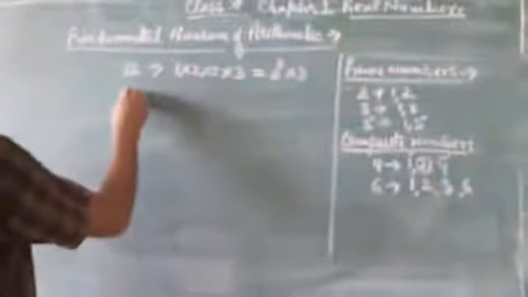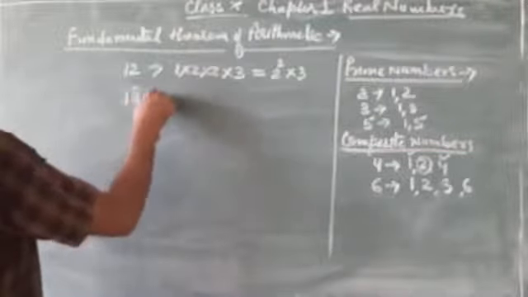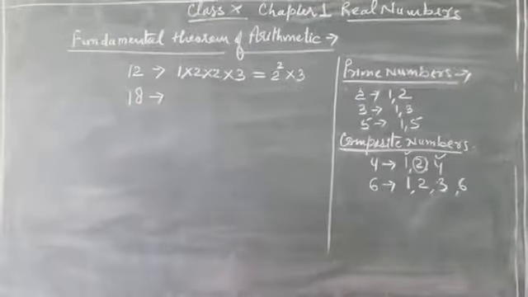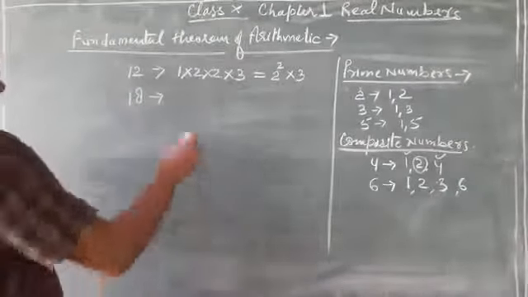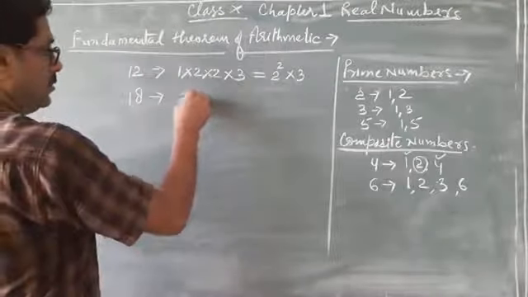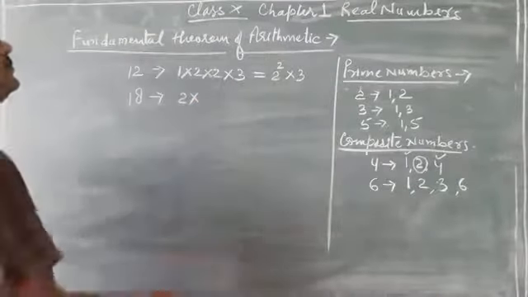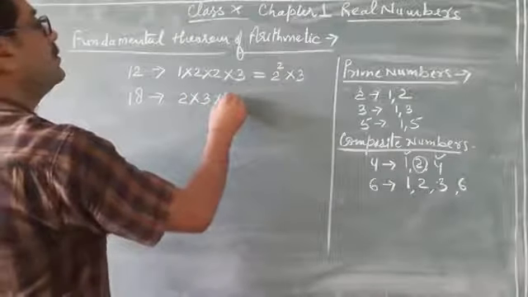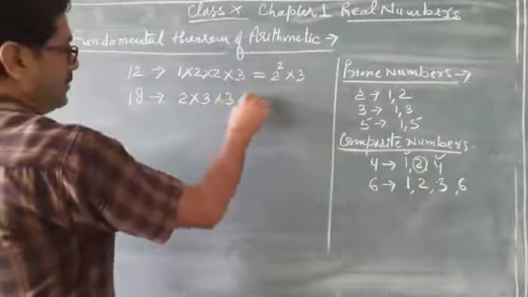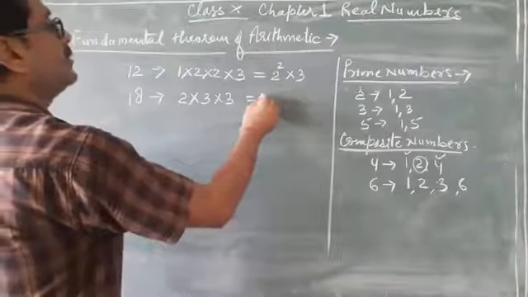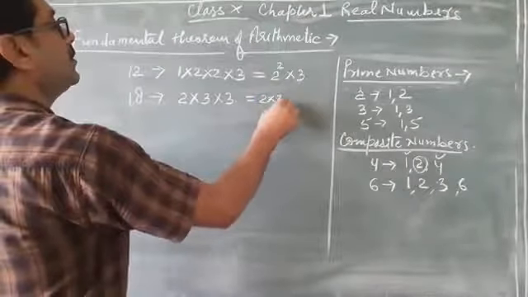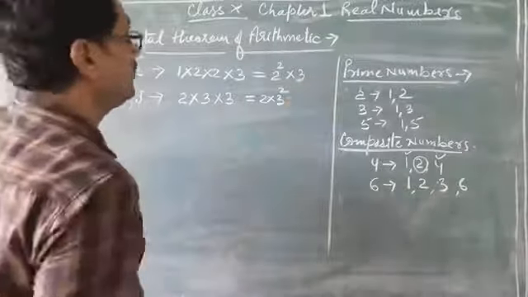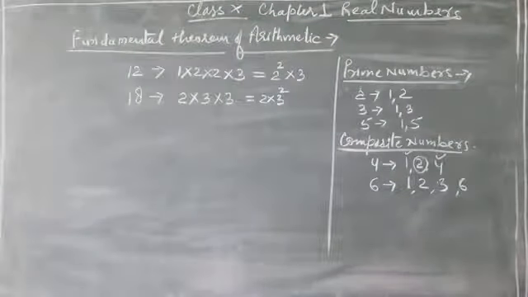Same as, suppose 18. So we can write 18 as 2 into 3, 6 into 3, 18. So we can write it as 2 into 3 to the power 2, 3 square.